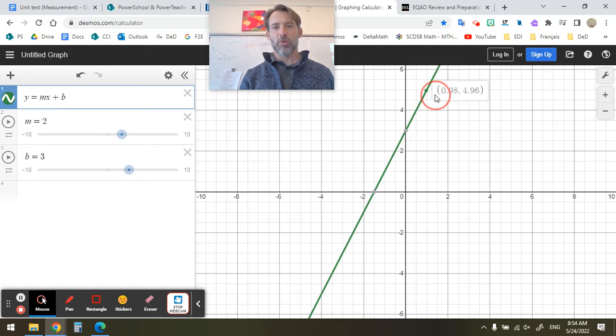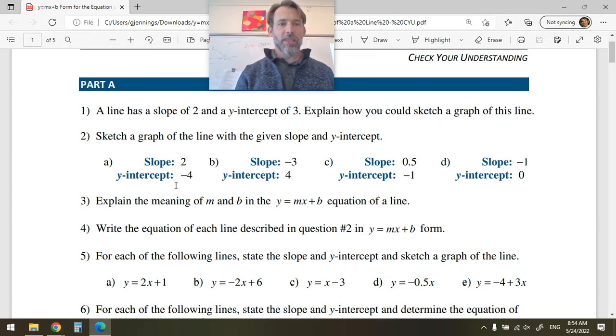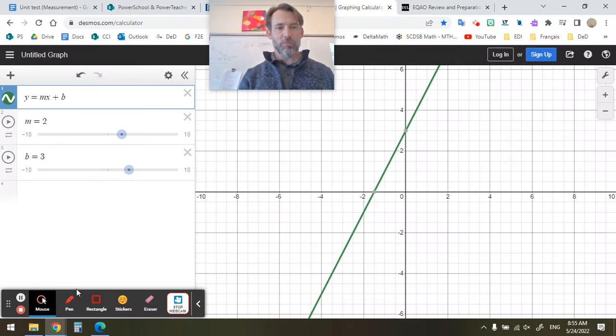So there's the point (1, 5). Oh, it's really eluding me, but believe me, it's in there. There, (1, 5). Okay. So that's how you do that. And then you can practice sketching lines that have slope of 2 and y-intercept minus 4, slope of minus 3, y-intercept 4, etc. And to practice these, you can also check your work in Desmos.